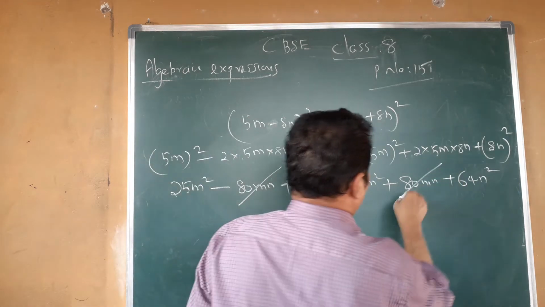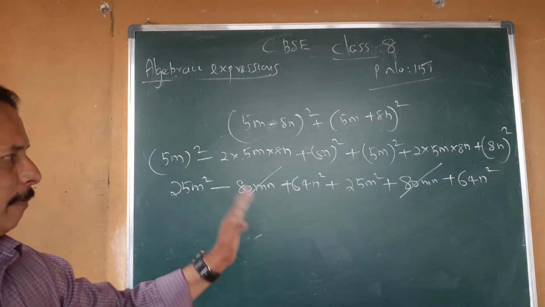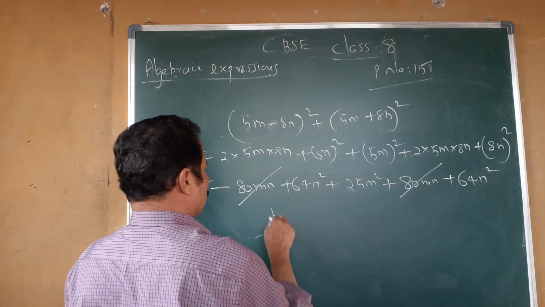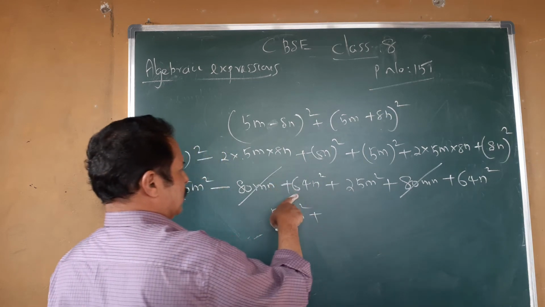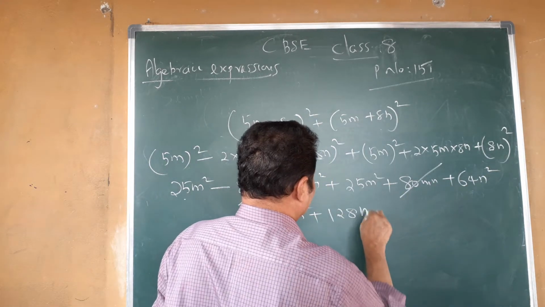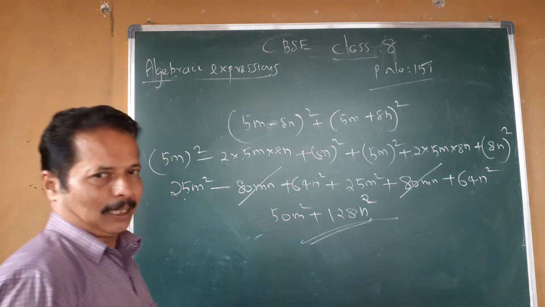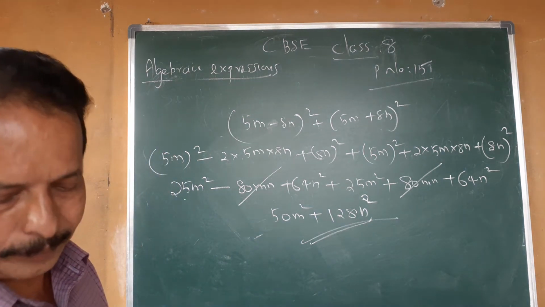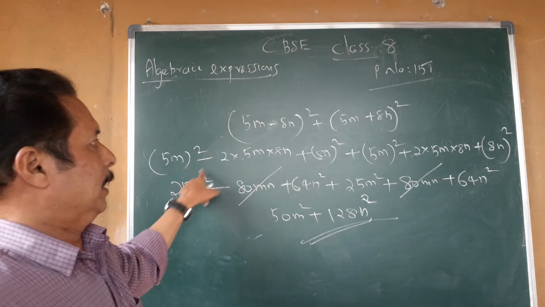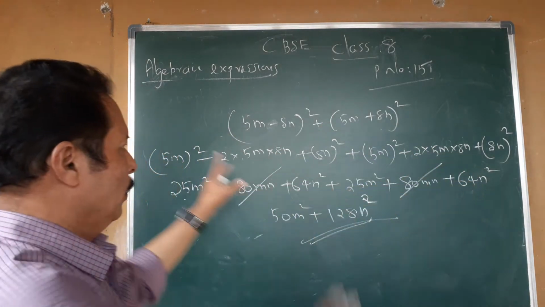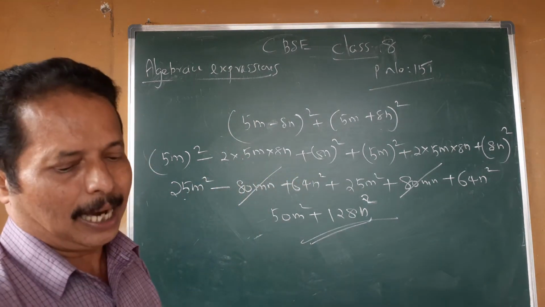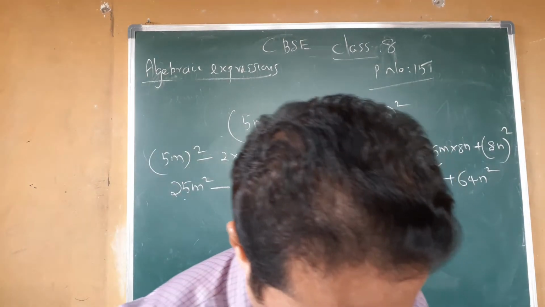Minus 80mn plus 80mn get cancelled. 80 minus 80 is equal to 0. 25m square plus 25m square is 50m square. 64n square plus 64n square is 128n square. That is the final answer. Is it clear? Okay. Follow the steps very carefully: (a minus b) whole square, (a plus b) whole square, and you complete it. So some of the terms get cancelled. That's your final answer. Okay. Next.